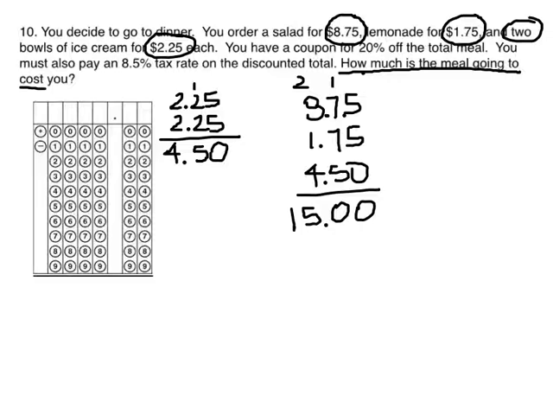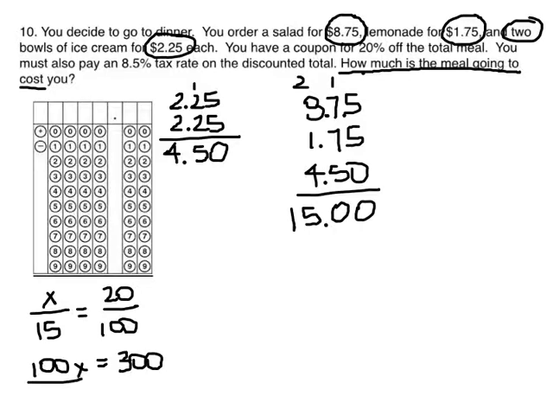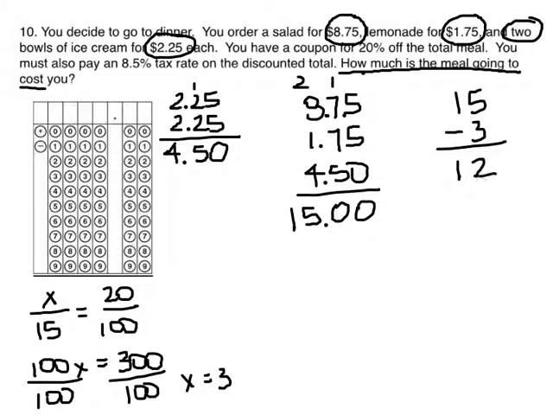And then we have a coupon for 20% off. So we're saying what is 20% off of $15? Go ahead and do it. 100x equals 300. Divide by 100. X equals 3. So then tax on the discounted. If it's a discount, we're going to take our total and subtract it. So our new total is 12.